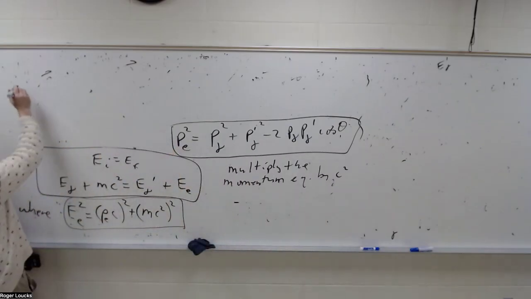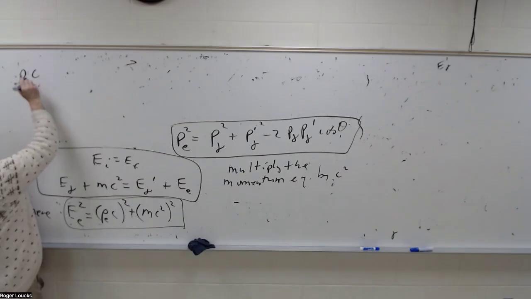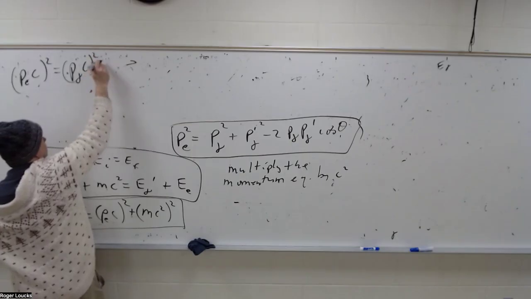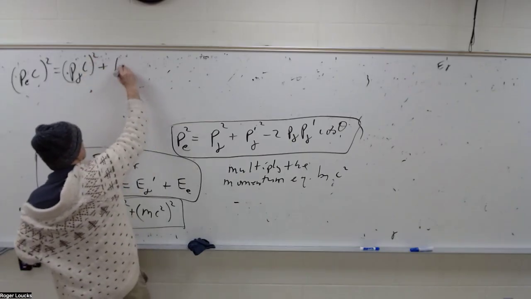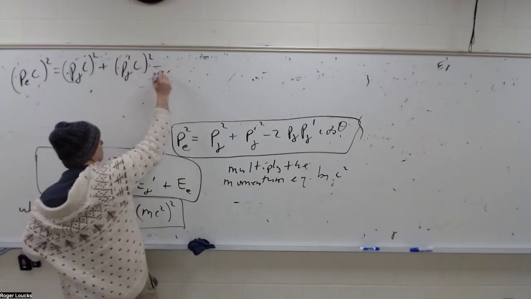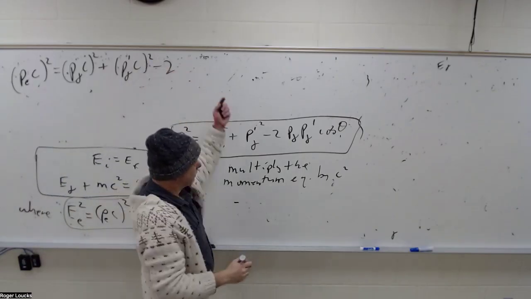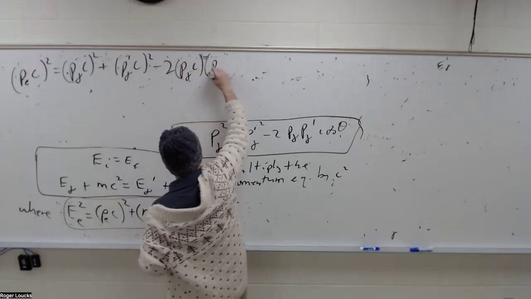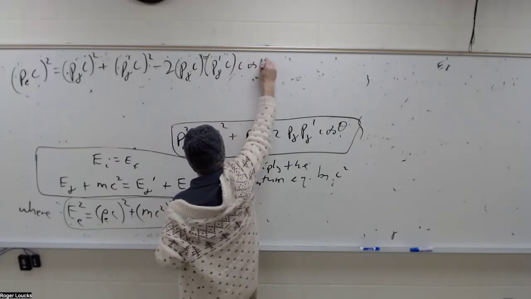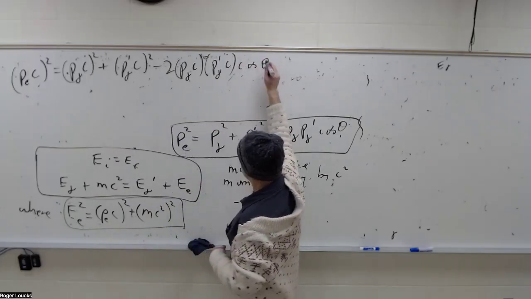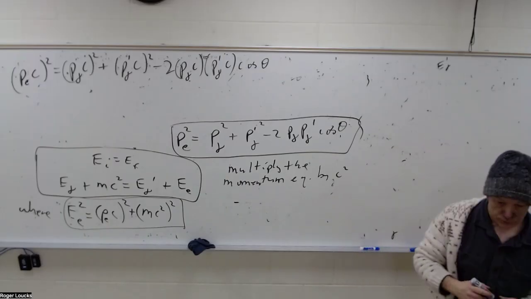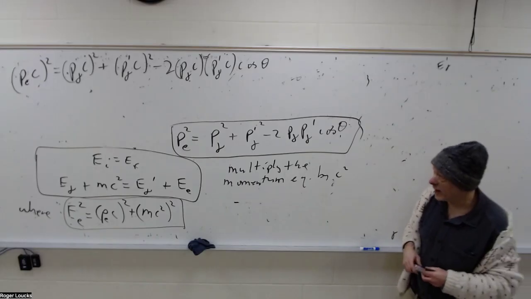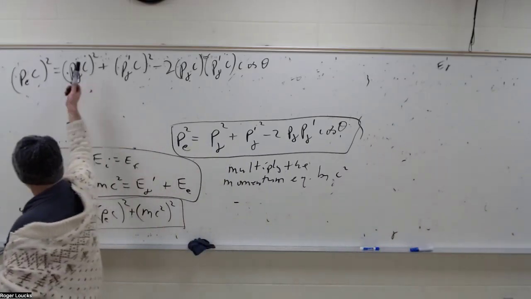What do I get here? I get PEC quantity squared equals P gamma C quantity squared plus P gamma prime C quantity squared minus 2. I'm going to write this in kind of a weird fashion: P gamma C with the P gamma prime C. All I did was multiply that by C squared. That makes sense. Now, why did I do that? What do I know about P gamma C?